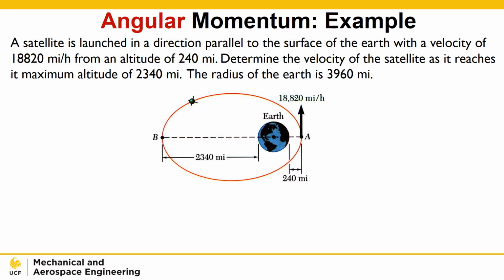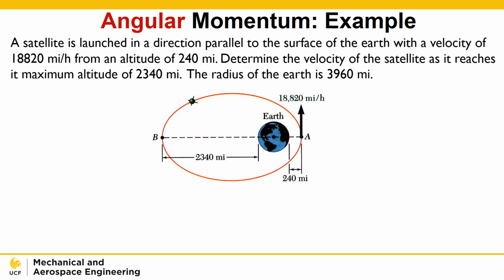Now let us look at an example problem. In this example problem, it is mentioned that a satellite is launched in a direction parallel to the surface of the Earth from point A with a velocity of 18,820 miles per hour from an altitude of 240 miles. We are asked to determine the velocity of the satellite as it reaches its maximum altitude of 2,340 miles, which is point B.